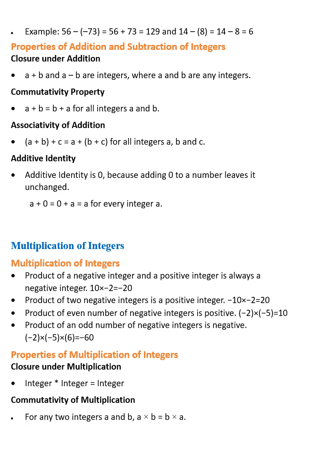129. And in the second example, you can see 14 minus (8) is written in the bracket, you will get 6. So next property of addition and subtraction on integers is closure under addition. That means if you add any two integers or you subtract any two integers, the answer will always be an integer number. Second is commutative property.